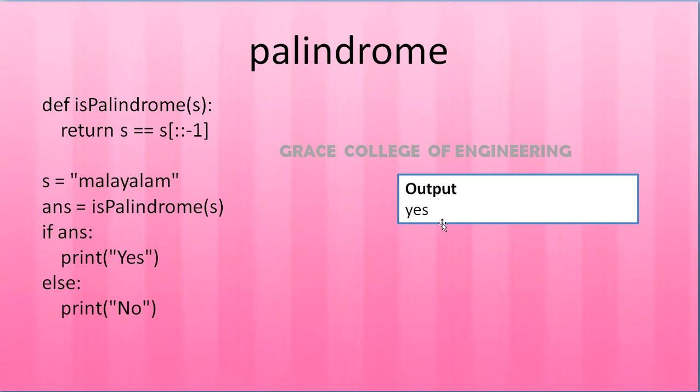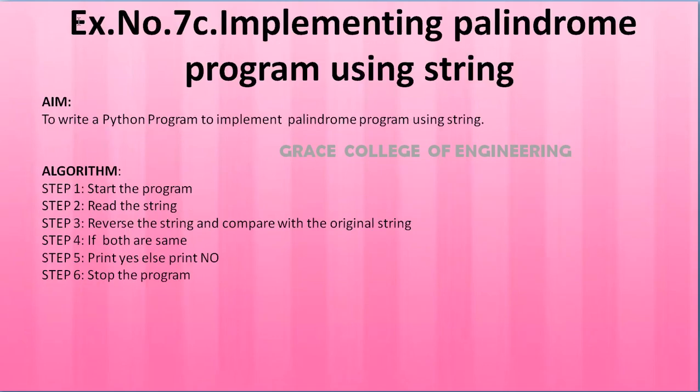So the output is yes. Let's see the lab exercise. Exercise number 7C, implementing palindrome program using string. Aim: to write a Python program for implementing the palindrome program using string. Algorithm: Step 1, start the program. Step 2, read the string. Step 3, reverse the string and compare with the original string. Step 4, if both the strings are the same, Step 5, print yes, else print no. Step 6, stop the program.